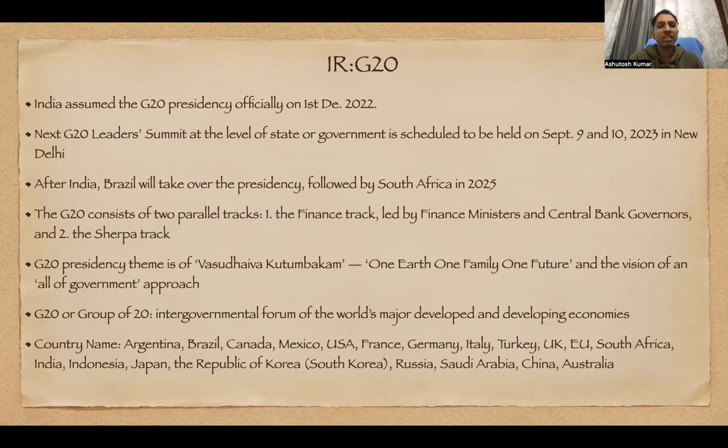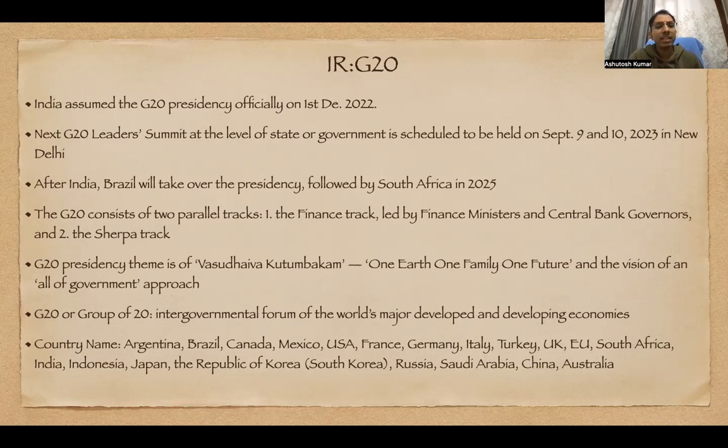The G20 consists of two parallel tracks. You should remember, the first one is the finance track, which is led by the finance ministers and central bank governors. And the second one is the Sherpa track. The Indian G20 Sherpa is Amitabh Kant. You should remember his name.